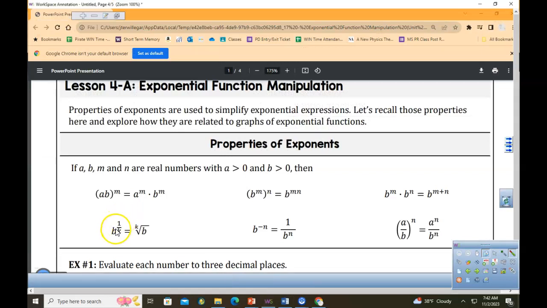Also, don't forget that b to the 1 over k is the k root of b. So like square root of 5 is actually 5 to the 1/2. Negative exponent moves it to the bottom. And fractions, you distribute it.